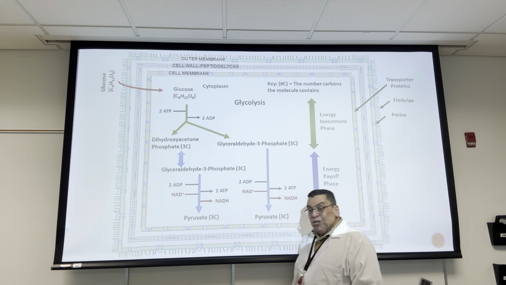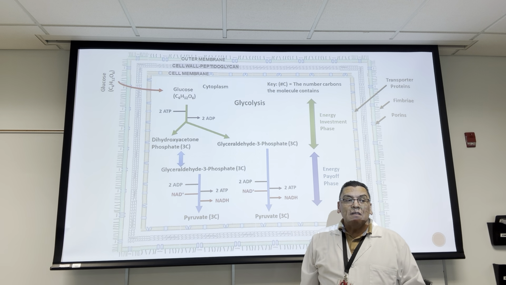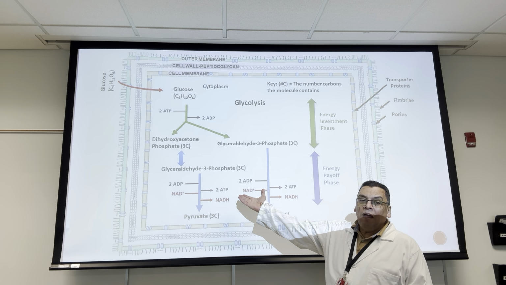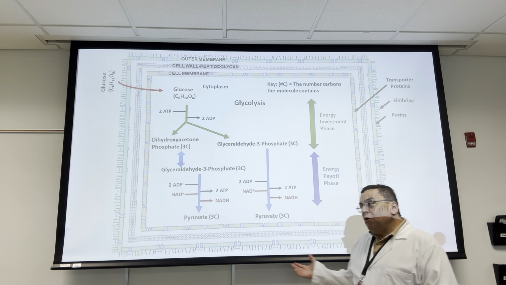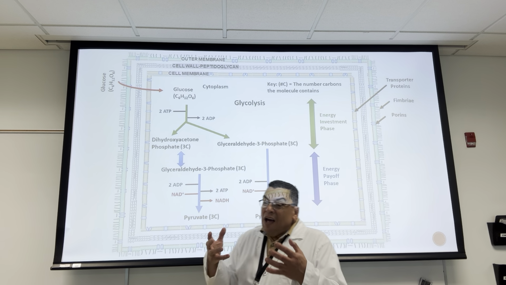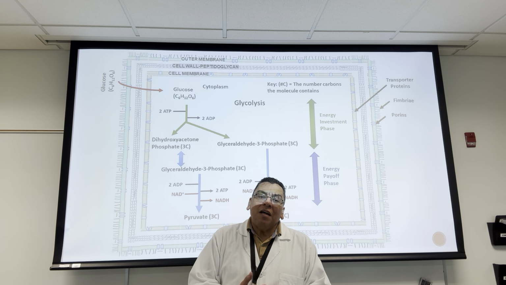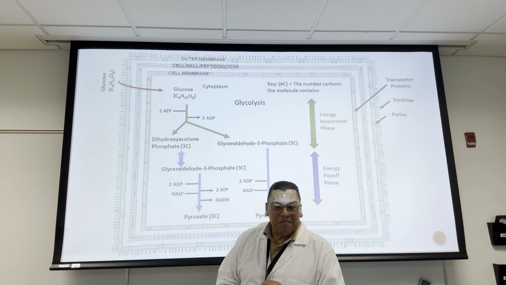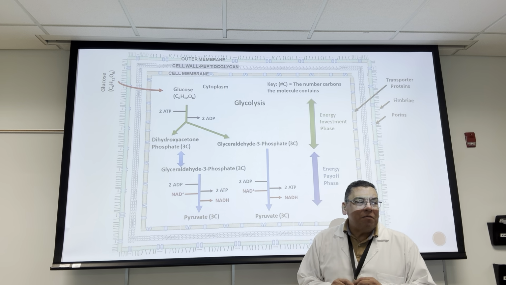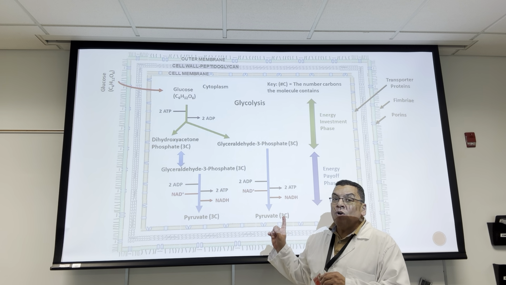Dihydroxyacetone phosphate, you can use it to go multiple ways. This is just one way that will take you through and make ATP. But I can use dihydroxyacetone to make other things. It depends on the cell's needs. And you have to take biochemistry to see how complicated this thing really is.